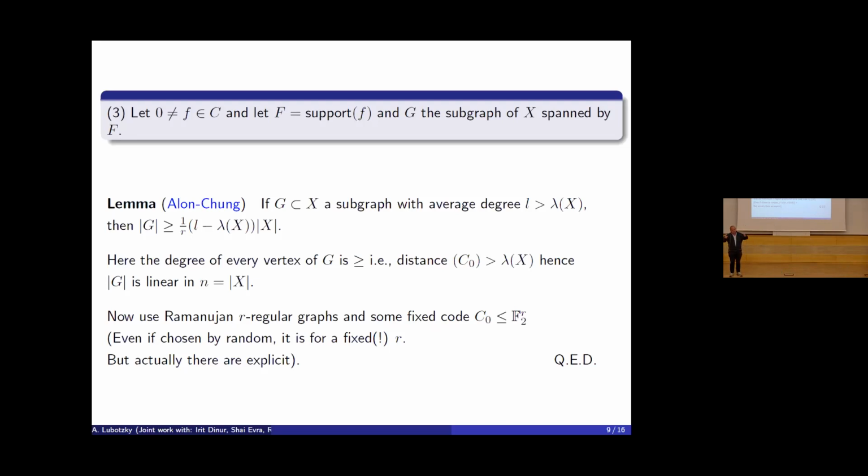You remember the distance of the code is the minimal Hamming weight of elements in the code. So what do we have to prove? We have to prove that if you have a function f which is not 0, then it does not vanish on many edges, on a linear number of edges with respect to n. And here there is a simple lemma of Alon and Chang, which again, if I have a few minutes, one can give the proof, but I'll skip it.